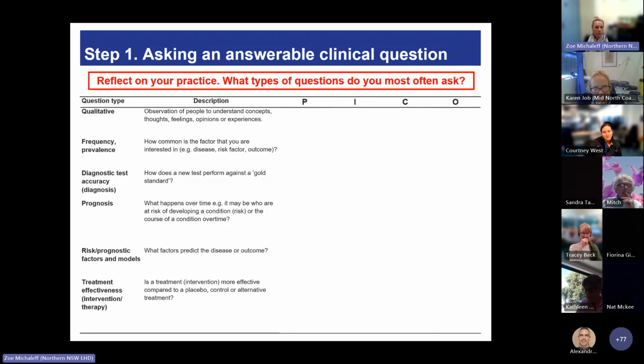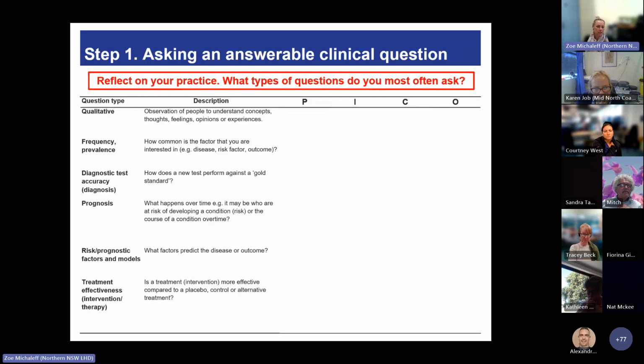A frequency or prevalence question relates to how common something is, and that might be a disease, a risk factor, or an outcome of interest. The diagnostic test accuracy questions, you're interested in finding out how well a diagnostic test or your assessment performs against something else. So it's usually what usual care is, or standard care, or a gold standard.